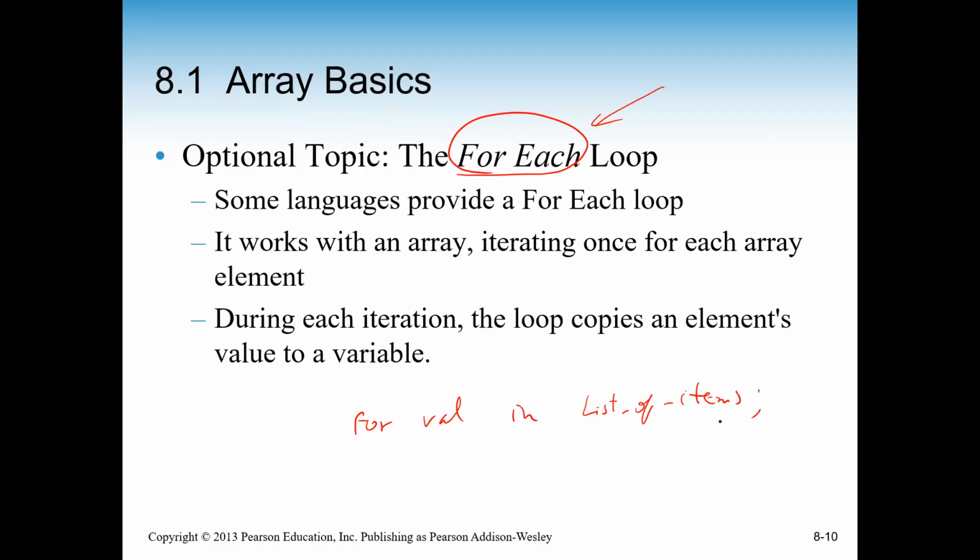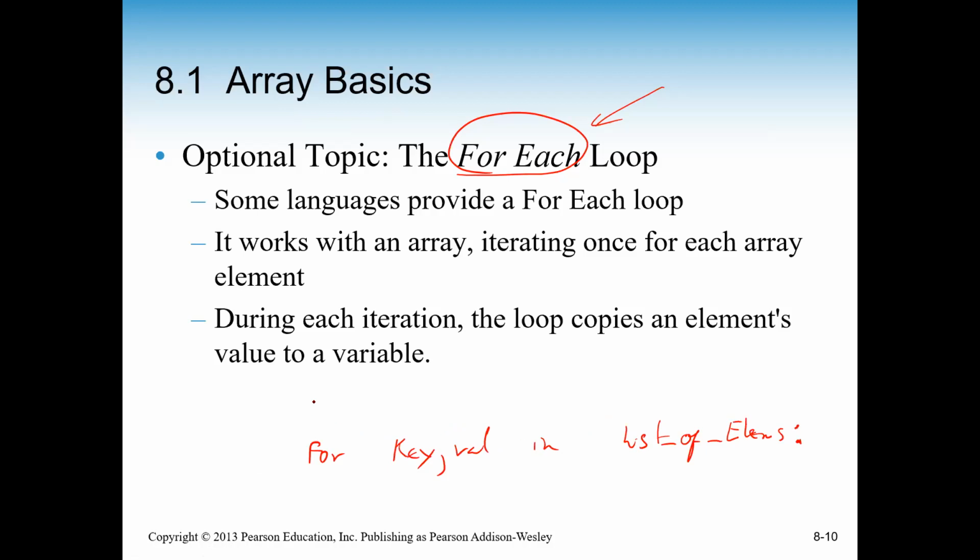So it's similar. Python, in fact, can do something like this. Python can take it a step further and say for pairs. So you could say for key, value in a list of elements, let's say. And then the list of elements would basically be a list made up of what is called a tuple.